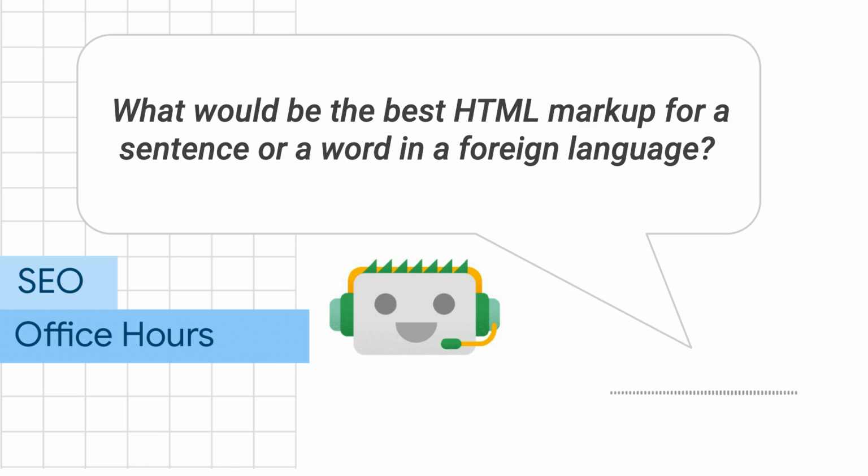Anonymous is asking, I teach people foreign languages and I give them example sentences with translations. What would be the best HTML markup for a sentence or a word in a foreign language? Thanks for your question. From a Google search perspective, there's nothing particular you need to do in the HTML itself, as long as the content is primarily in one language. You can use hreflang as usual to specify the language of that page.